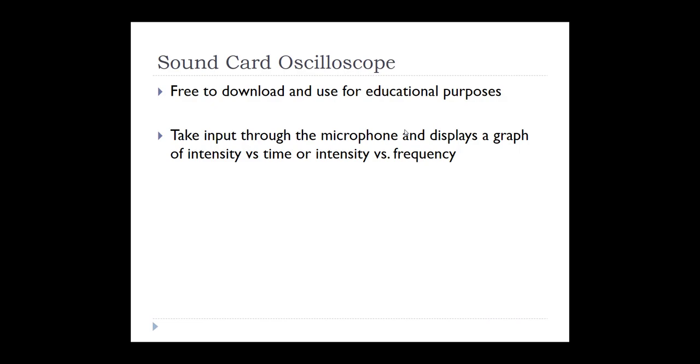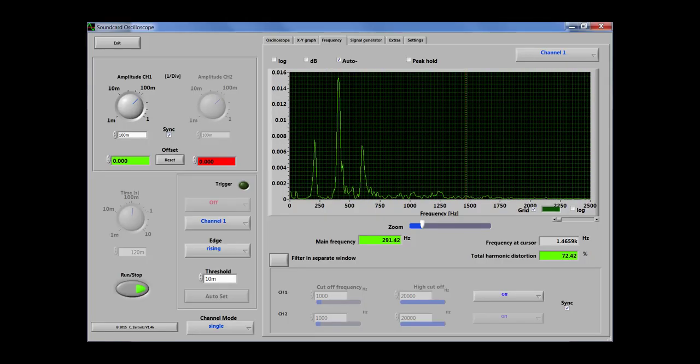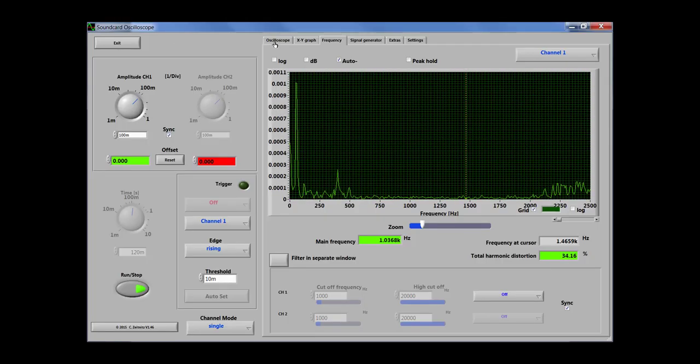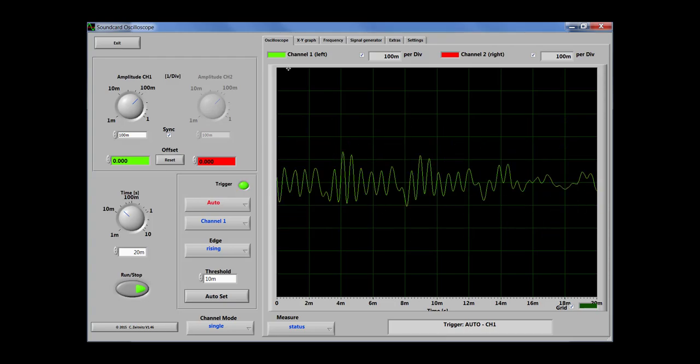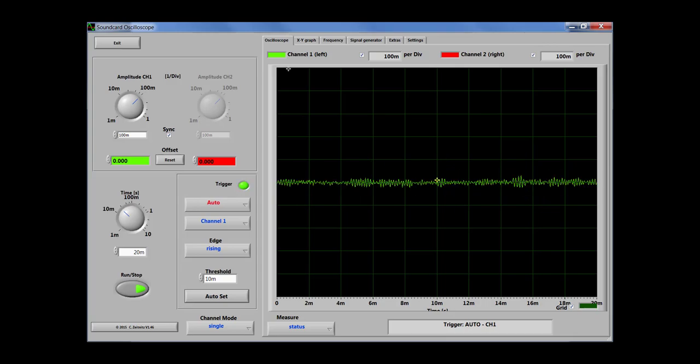The first thing we're going to look at using the sound card oscilloscope is a voice. I'm sorry, but it's my voice. So here is the oscilloscope. Let me put it back into this form. So what you're seeing here is a graph of intensity versus time. Time is on the x-axis, intensity is on the y. So if I go louder, it gets bigger, and if I go quieter, it gets much smaller. Okay? And you can see structure here, much as you saw structure on the guitar strings.